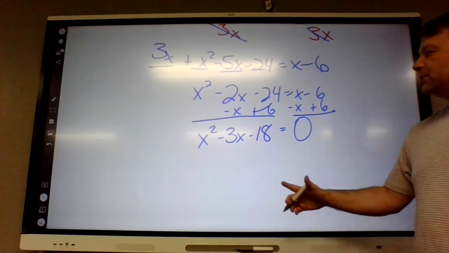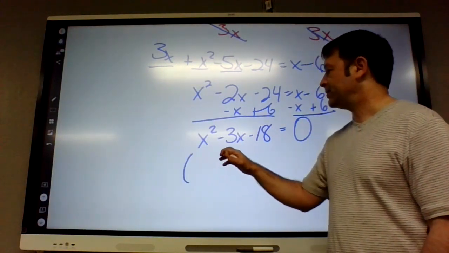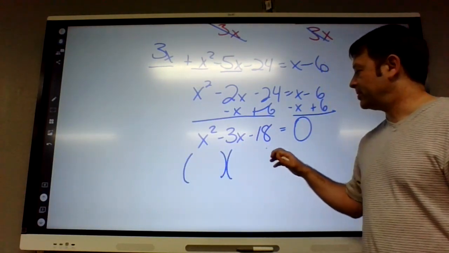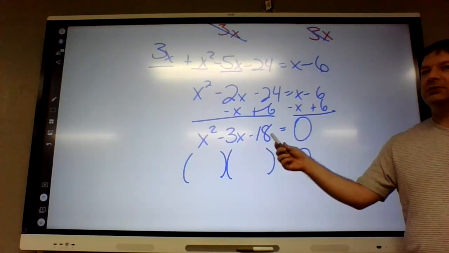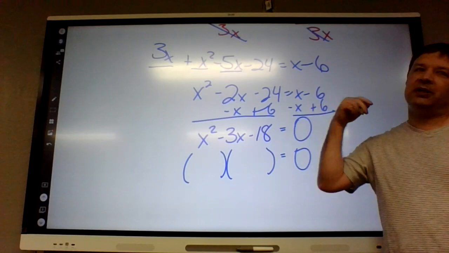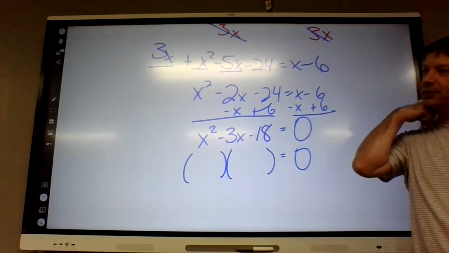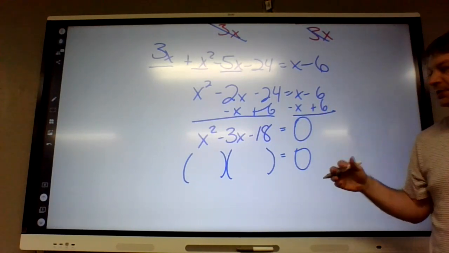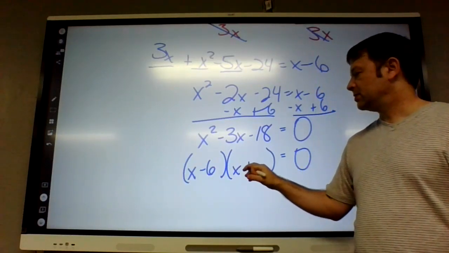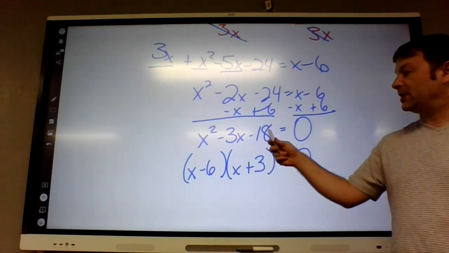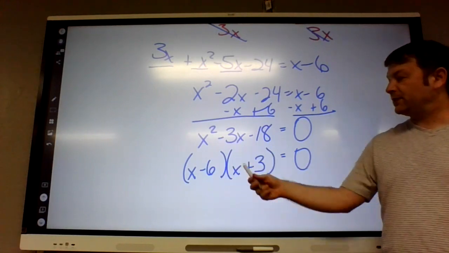All right, yeah, so this one should have 2 answers. So what multiplies into 18 that we can add to get negative 3? What multiplies into negative 18? Negative 6 and 3. So that multiplies to negative 18 and it adds up to negative 3.